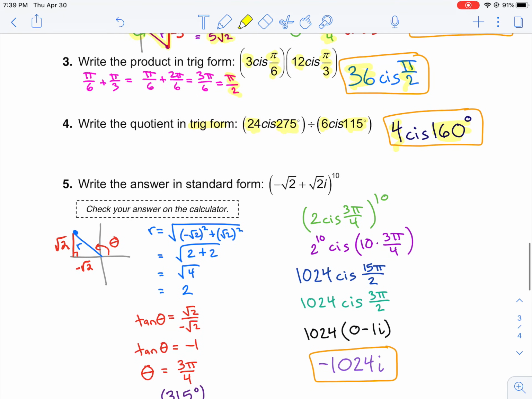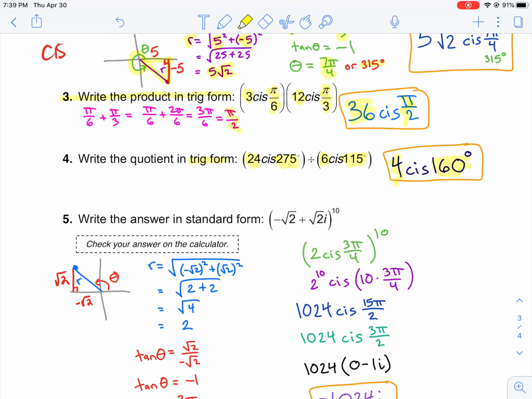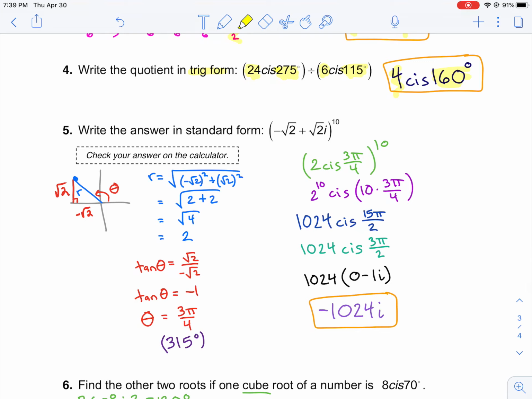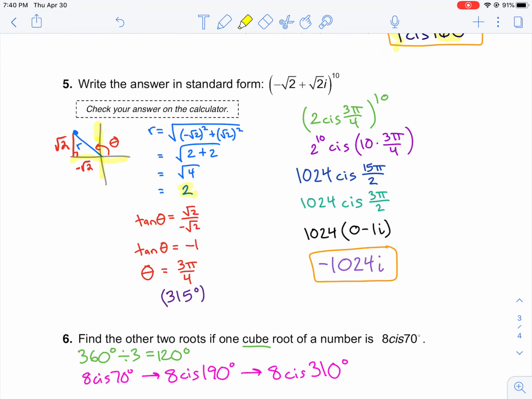Moving on to number 5, write the answer in standard form. So what I'm going to do is take this negative root 2 plus root 2i to the 10th power. And instead of doing what we did in number 3, I don't want to do that 10 times. What I'm going to do is first put it in trig form. So in order to put it in trig form, we're going to plot it. We're going to find the r value, which gives us 2. We're going to find theta by either doing sine, cosine, or tangent, and that gives us 315 degrees.